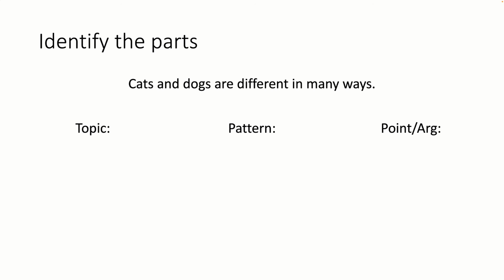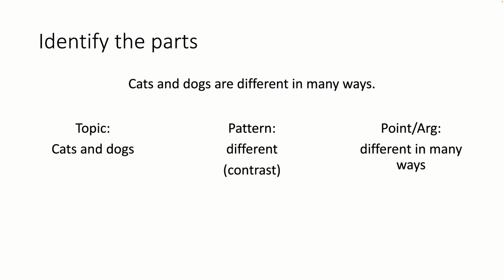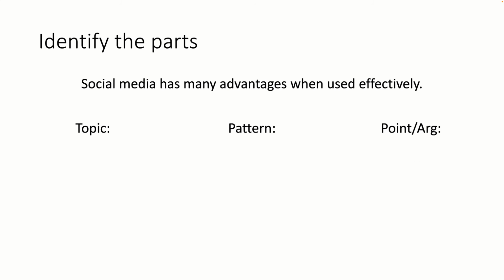So now let's have you do this. We're going to identify the parts in the topic sentence, and you're going to drag and drop them into, or retype them into, each of the categories. So first of all, where's our topic? Should be cats and dogs. What's our pattern, our keyword in our pattern? Different is our word, and so contrast is our pattern. And our pointer argument is that cats and dogs are different in many ways. So again, we're kind of bleeding into illustration there, but we're focusing on contrast.